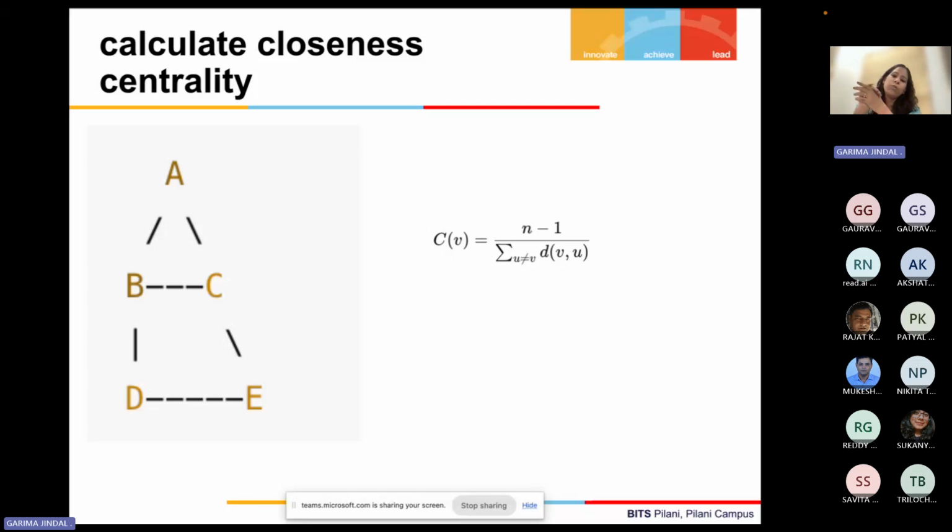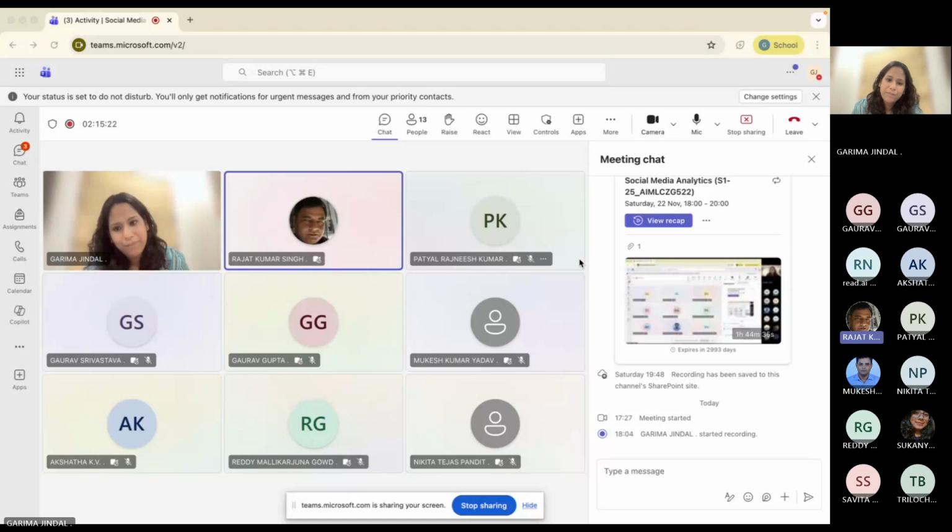Now I have one question for you. Why are we using this inverse distance here? Why are we using the inverse of the shortest distance summation? Anyone? Because the influence is inversely proportional to how far the person is. Right, influence.